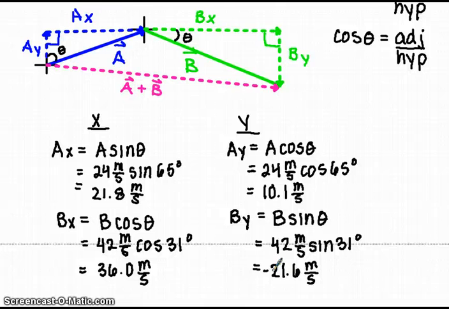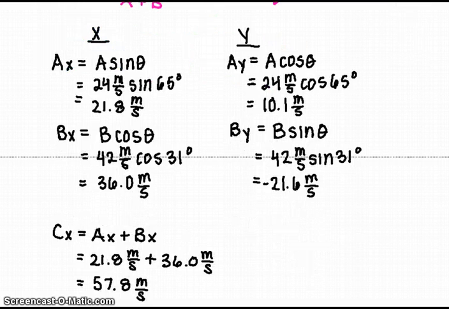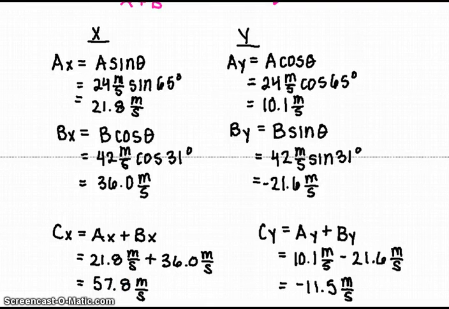The next step is to add our x components together. Ax plus bx will equal the resultant's x component, and then we'll add the y's together. Ay plus by will equal the resultant's y component. You can see that I've done that here. We're calling our sum, our resultant vector, c. The resultant vector's x component we found by adding those two x values, and then we'll do the same for the y direction.